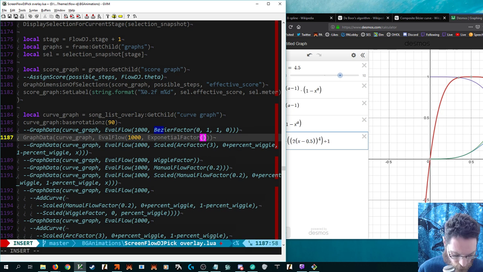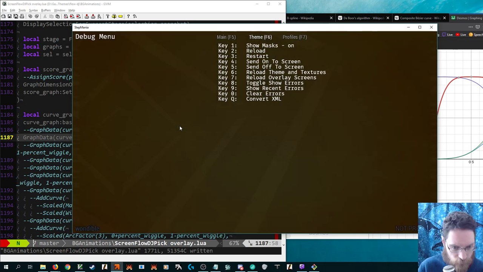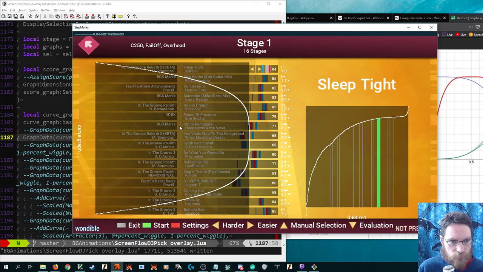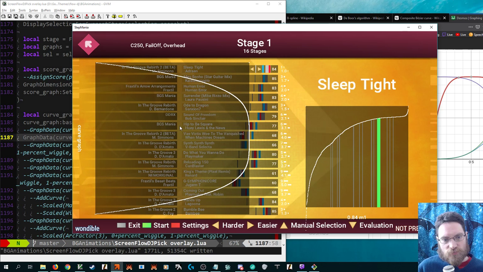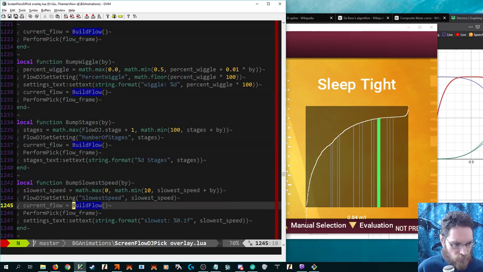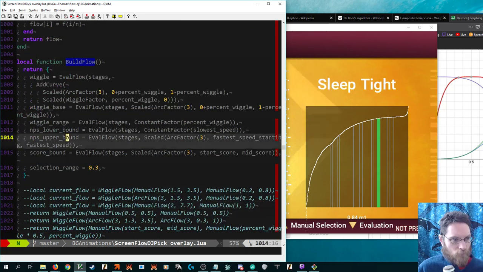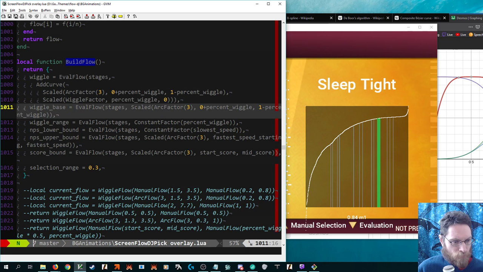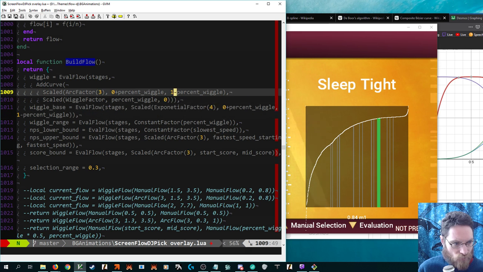Exponential factor of 4. This is sort of the shape. I was hoping to maybe have some room to make that asymmetric. But is that something we could put in to test out? So that's effectively this. So scaled exponential factor of 4, and that's this thing.